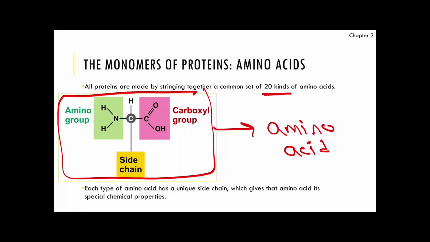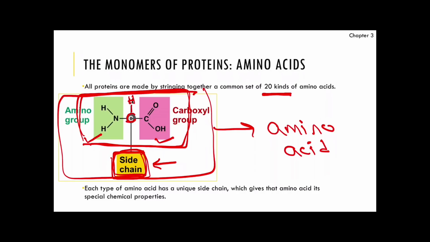All the 20 kinds، كل 20 نوع فيهم أجزاء متشابهة. كل 20 نوع عندهم amino group and carboxyl group and a central carbon and a hydrogen. هذه كلها أجزاء متشابهة بين كل 20 نوع من الأحماض الأمينية. But they differ in the side chain. فهم يختلفون في السايد chain، لكن كلهم عندهم هذا الجزء متشابه، لكن السايد chain هو اللي يختلف عندهم.